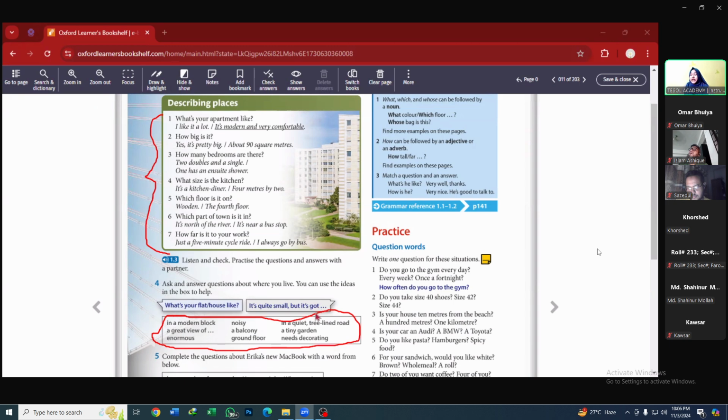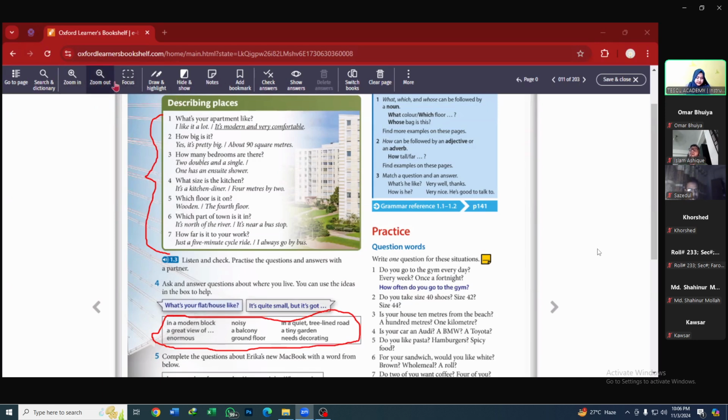So from here, we learned how we can describe our home or a place, right? So from these two activities, what did we learn? We learned how to properly ask questions to get some information about a place, also how we can answer or give out information or how we can describe a place with suitable words and suitable descriptions, right? So this was the part where we learned how to describe a place.